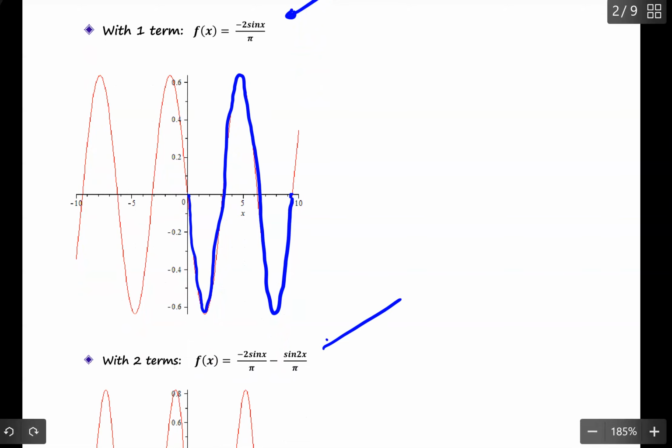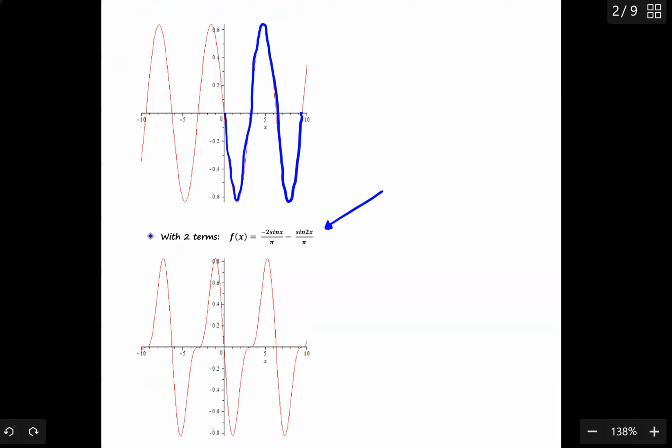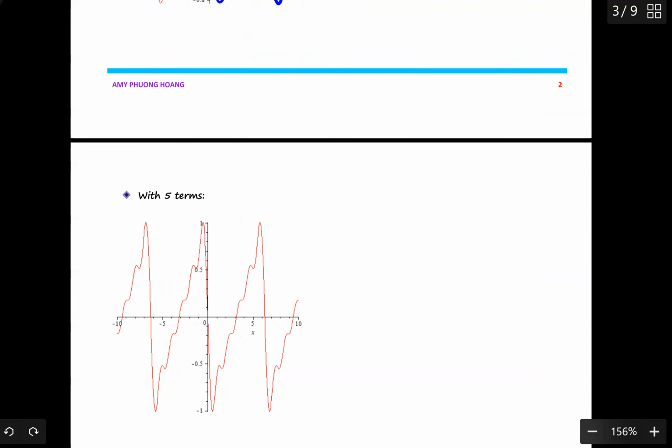Now I add another term. In this case, I'm adding negative sine of 2x over pi. So still within the period from 0 to 10, you see the shape of this one changing to this. Okay, so this is 2. Now go to the next one. I'm adding 5 terms in this case. You see how it started to change? But I still go within the 0 and the 10. Okay, so this is the 5 terms.